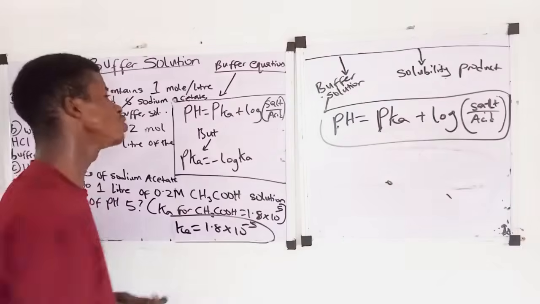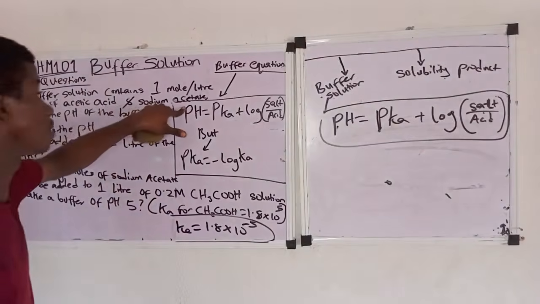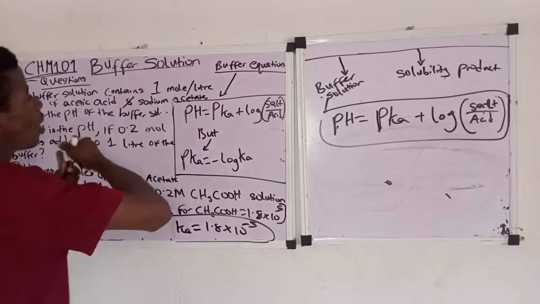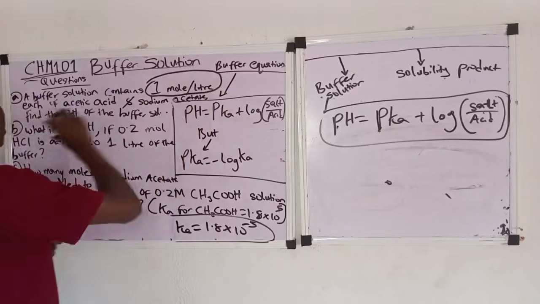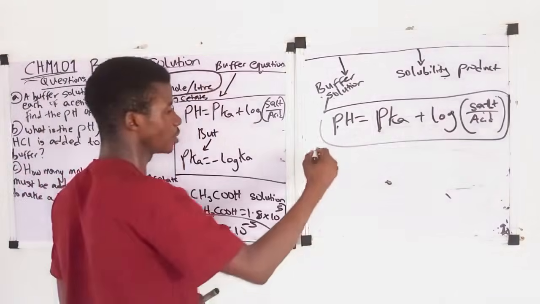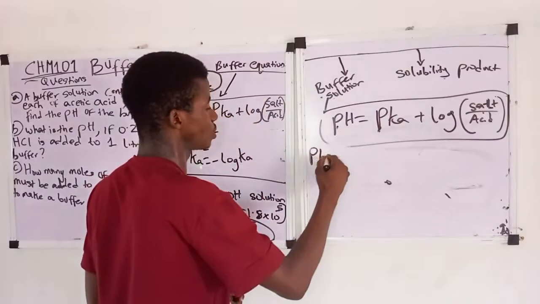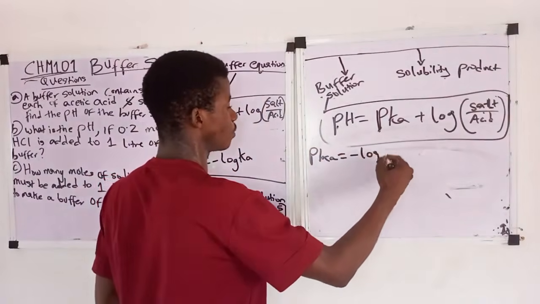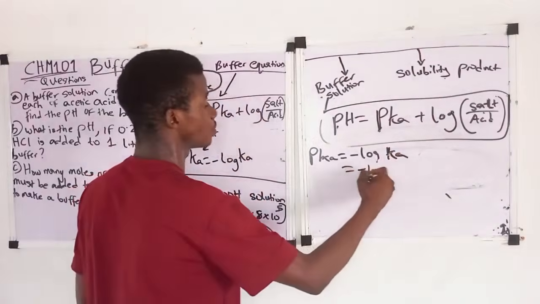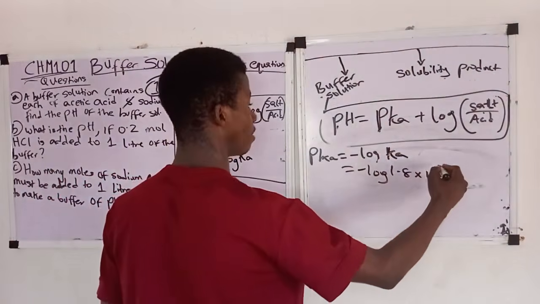So they say we should look for the pH of the buffer solution that contains acetic acid and sodium acetate, right? The buffer solution contains 1 mole per liter each of acetic acid and sodium acetate. So it's very easy. Let's look for the pKa first. Remember, pKa is equal to negative log base 10 of the Ka, right? So Ka is 1.8 times 10 raised to the power minus 5, right?